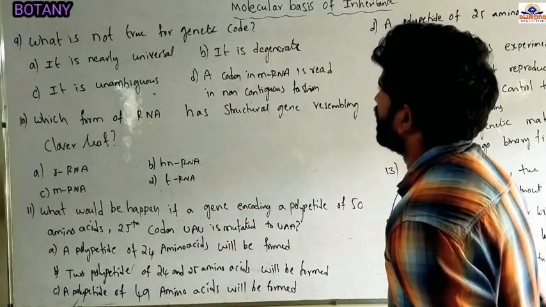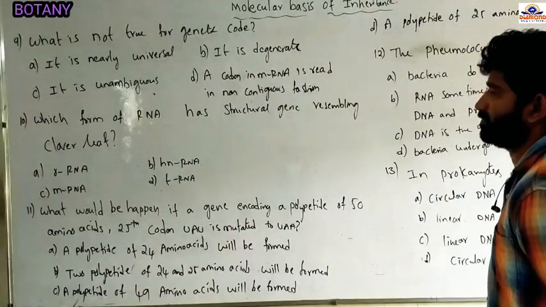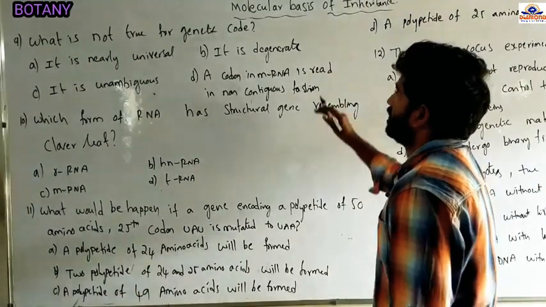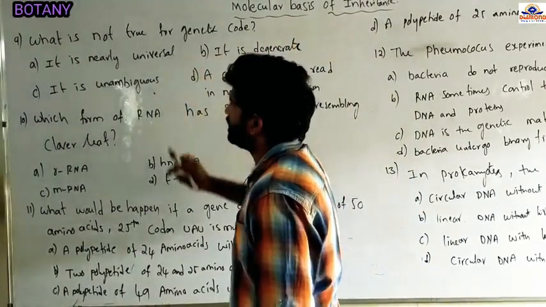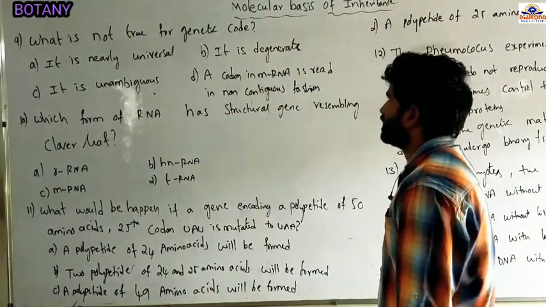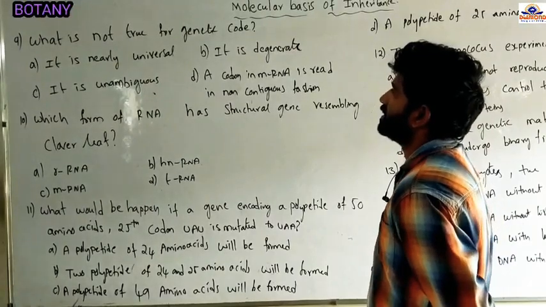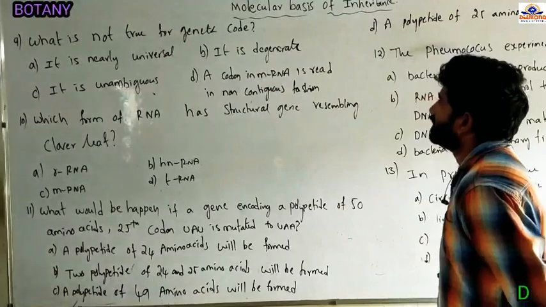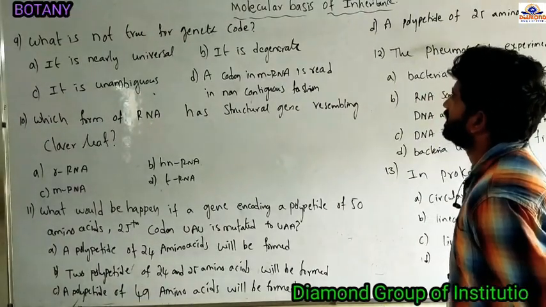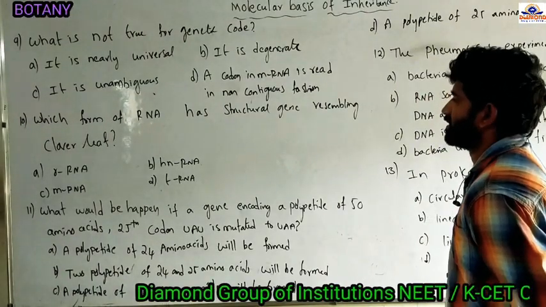What is not true for genetic code? Here they are asking about the incorrect statement regarding the genetic code. Option A, genetic code is nearly universal. Genetic code is degenerate. Genetic code is unambiguous. And a codon in mRNA is read in a non-contiguous fashion.